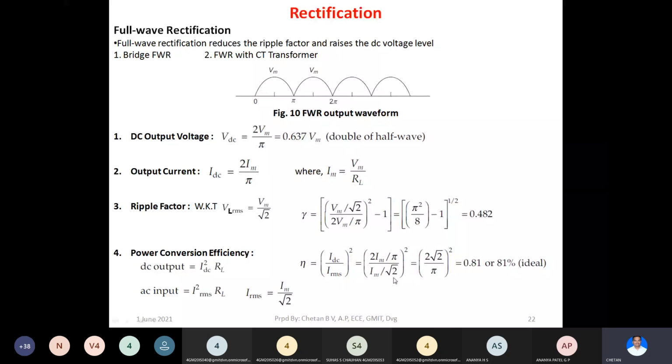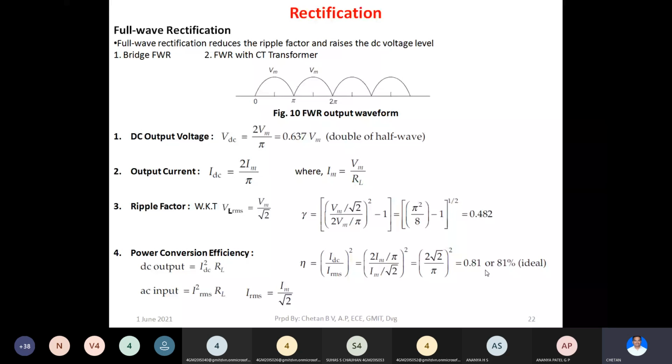After substitution and performing simplification, in the numerator you get 2 into root 2. In the denominator you have pi whole square. After simplification, you will get 0.81. If you take the percentage of this efficiency, you will get 81%. This is for using ideal diodes in the rectifier.